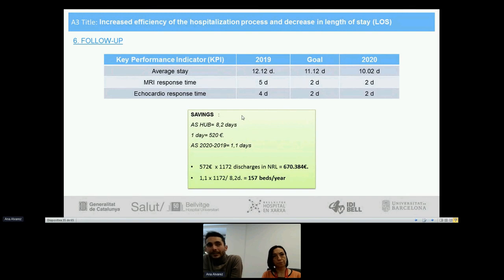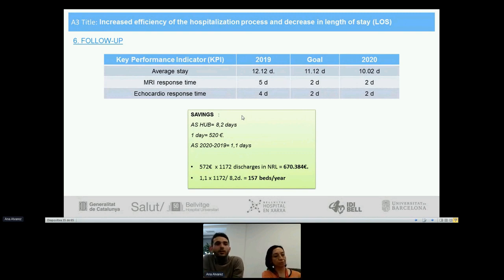But the savings data is very important, because now we have an average stay in the hospital of 8.2 days in the service. 1 day is equal to 520 euros. The difference between the years 2020 and 2019 is 1.1 days, which is more than 1 day. And the monetary saving is 370,384 euros. In bed occupancy data, 157 beds per year. I think that is important because it's a saving. It's other data that is very important in the hospital.